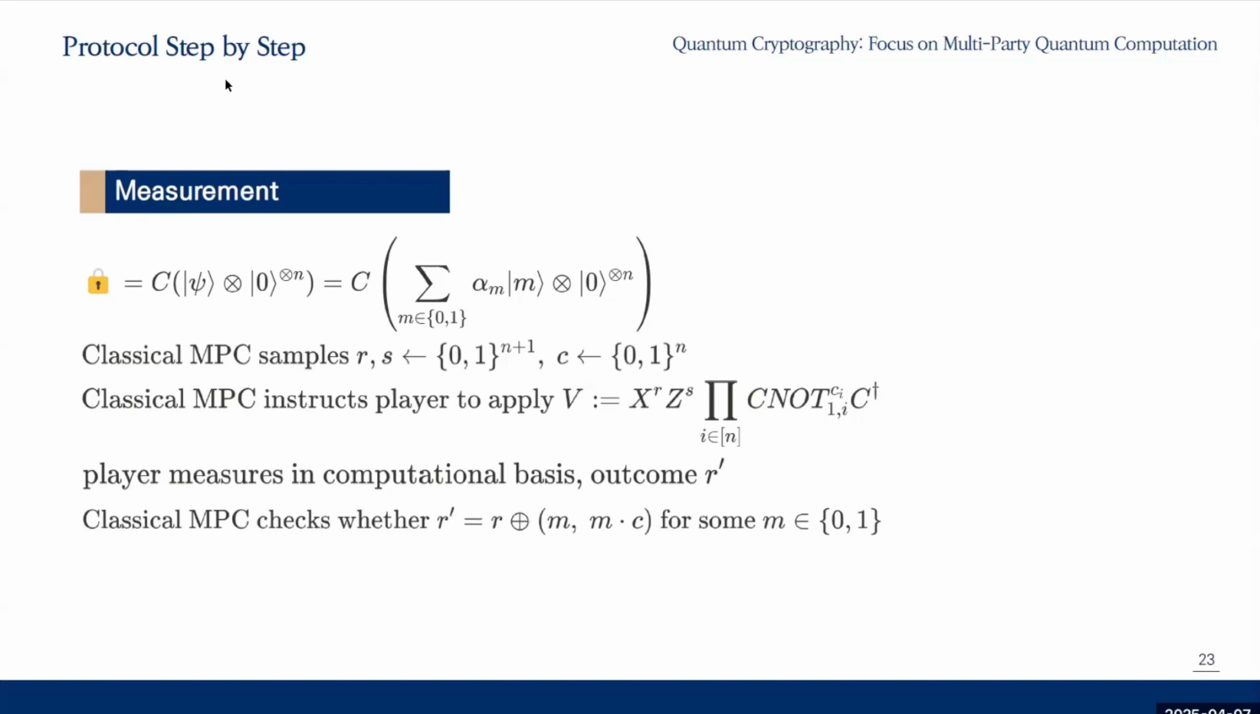So now let's move on to the measurement step. In this phase, the player applies the operator V as instructed by the classical MPC. V consists of conditional Pauli X and Z operations along with multiple SWAP gates. The player measures the state in the computational basis, obtaining an outcome R prime. Then the classical MPC checks whether R prime matches the expected value to ensure correctness of the measurement. This provides verification of the final result.